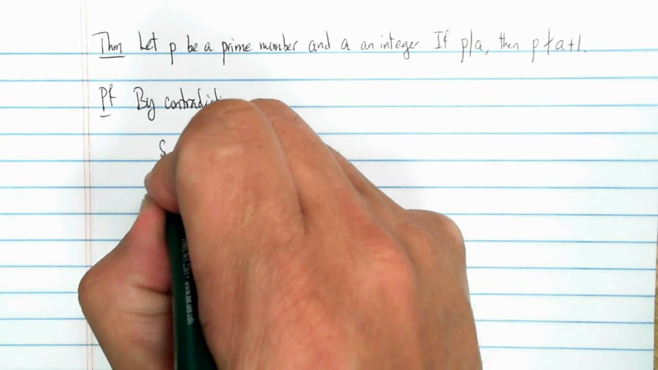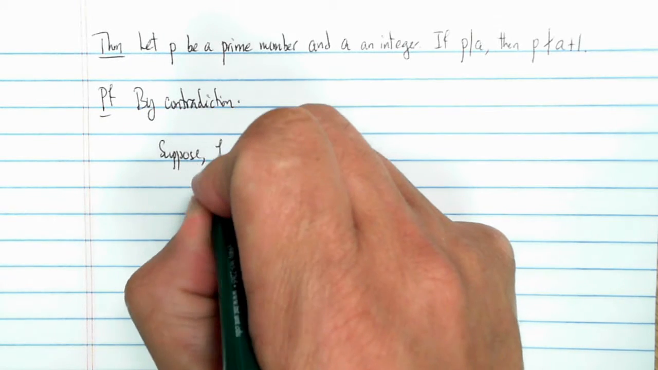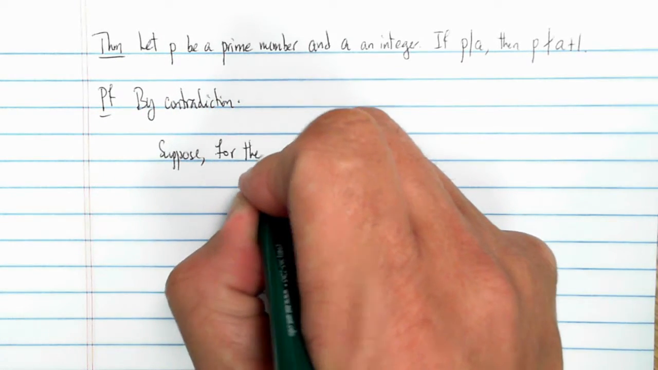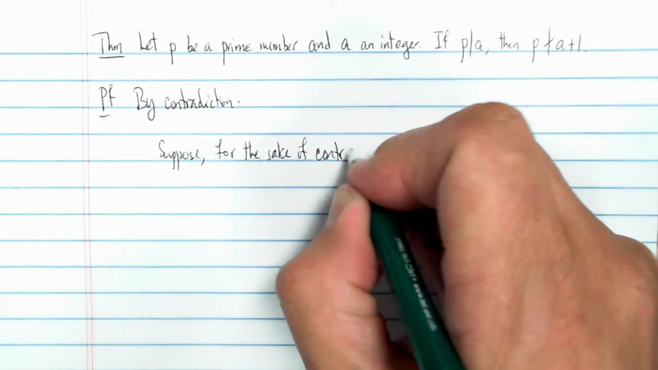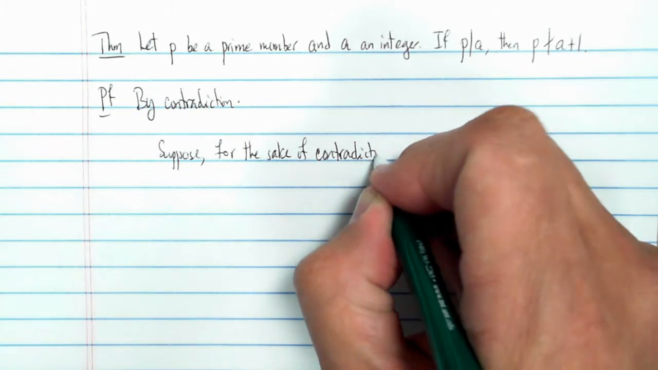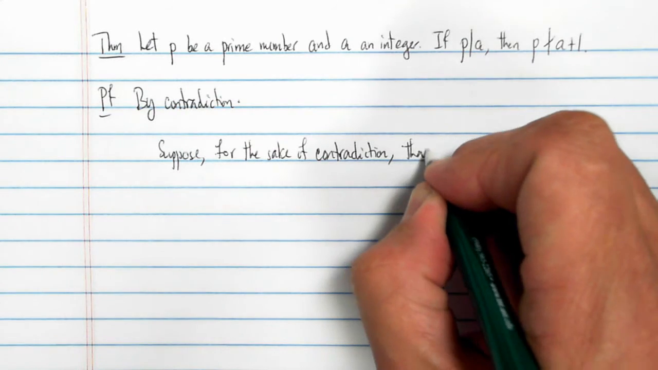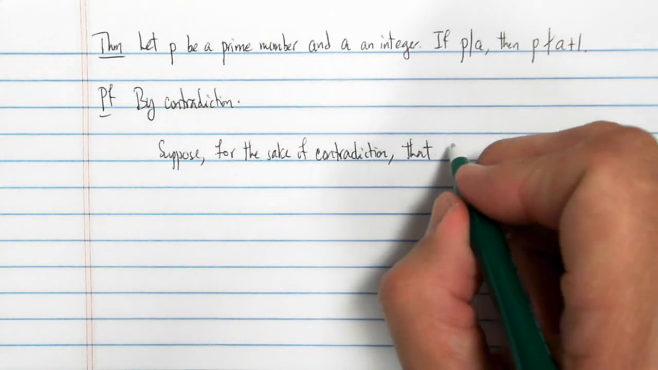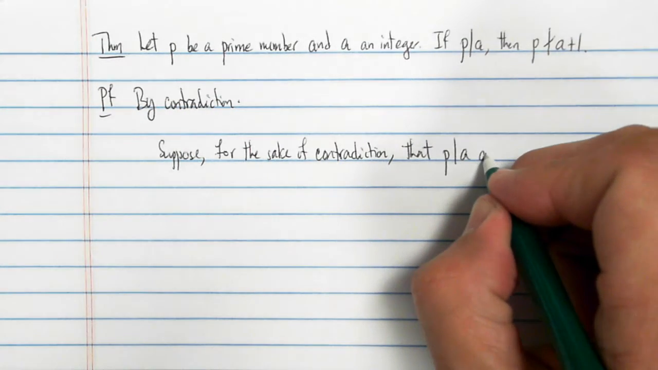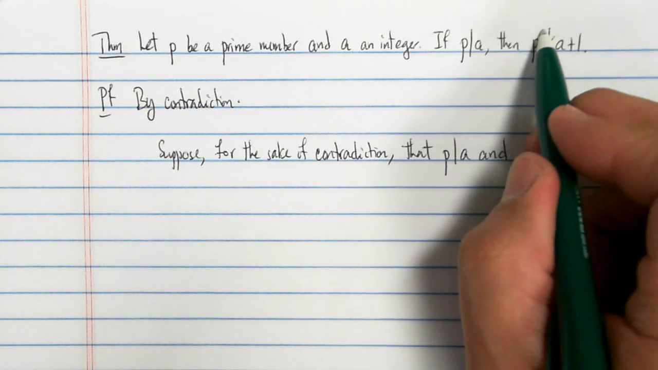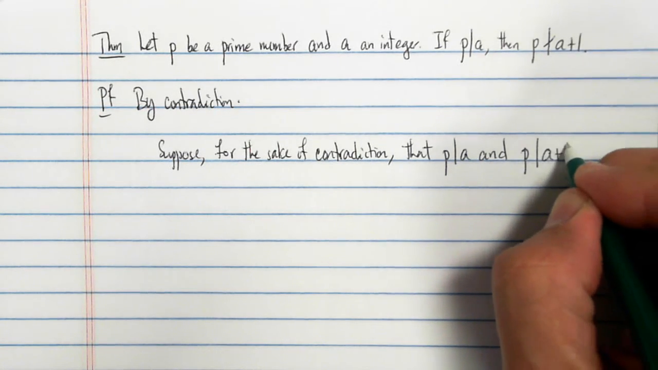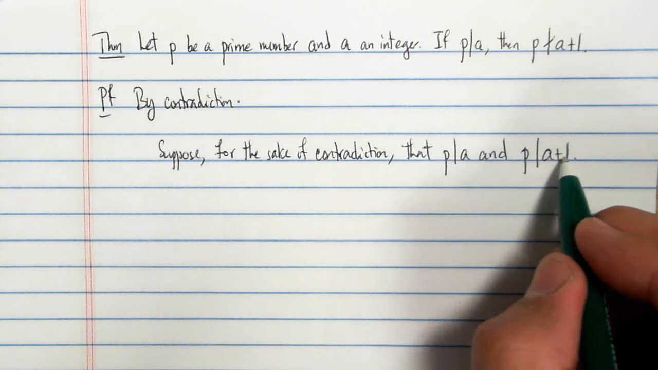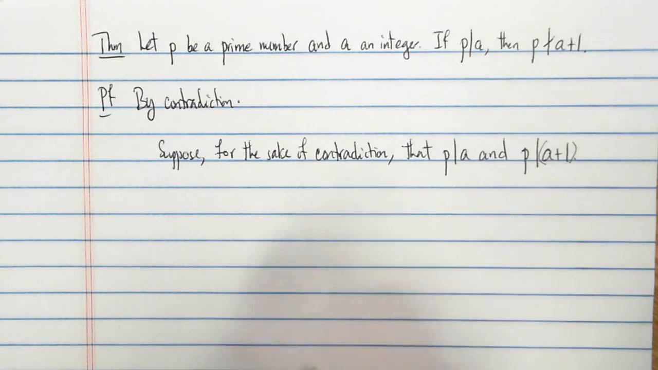So suppose, for the sake of contradiction, in non-mathematical terms, suppose for the sake of argument that we assume the hypothesis that p divides a, and we also assume the negation of the conclusion. The negation of the conclusion is that p divides a plus 1. Now, when I read this, a plus 1 is in parentheses.